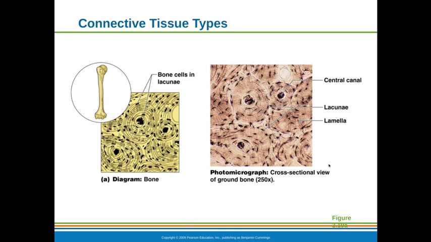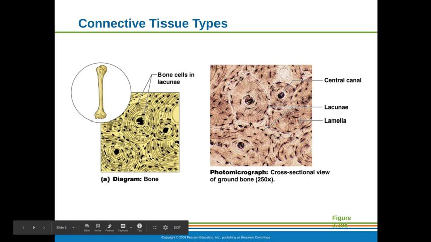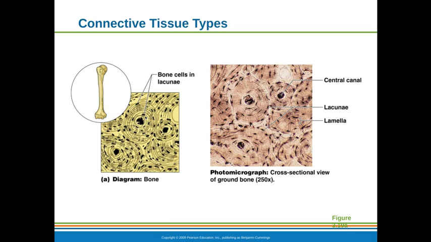Okay, so figure 3.19a outlines this. We have a basic sketch that we see right here. We have these lacunae right here, and then our central canals being surrounded right here. This is an actual micrograph increased 250 times. We can see these structures here.